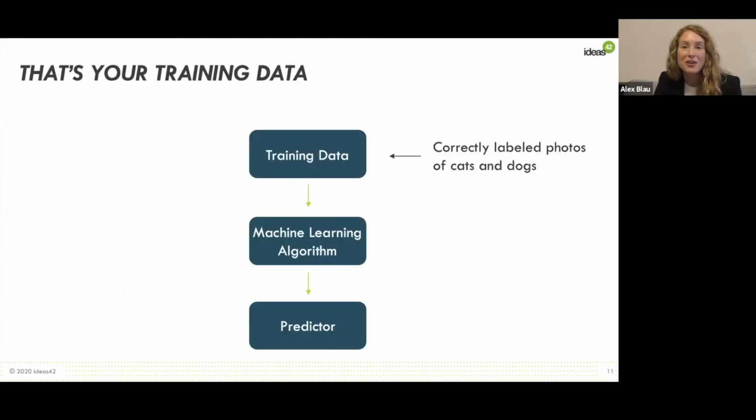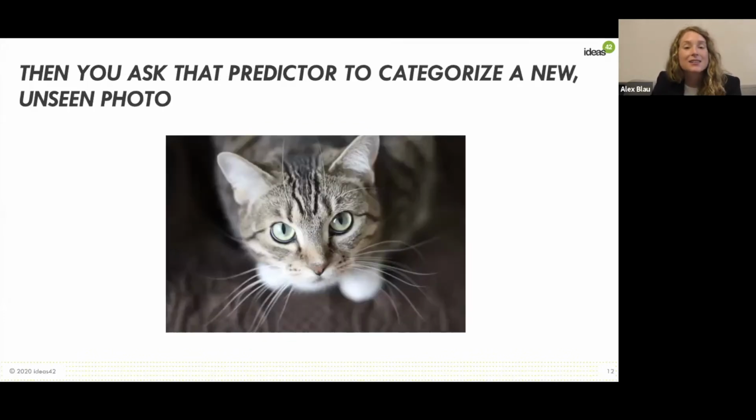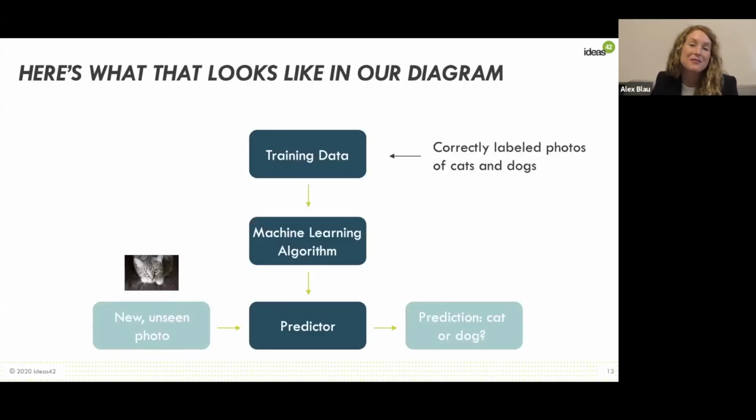The important part though, so if this was the model that we were using to do that, we would feed these correctly labeled photographs of cats and dogs as our training data to a machine learning algorithm that creates the predictor. And then we're going to ask that machine to categorize a new photograph that is unlabeled, that it's never seen before. So let's pretend we're feeding it this picture of the cat. So that's going to be the new unseen photograph. We feed that to the predictor, and then it's going to give us a prediction, whether it's a cat or a dog. And in this case, we would hope that it predicts cat.